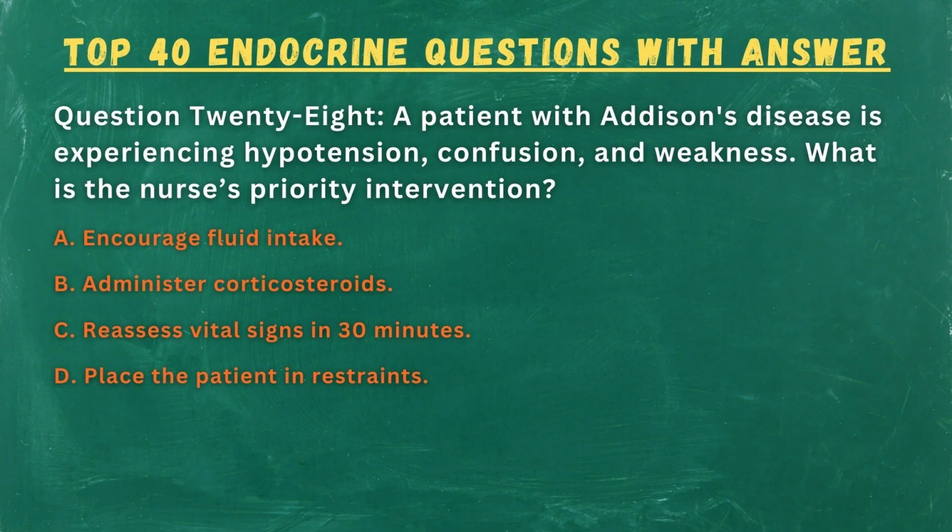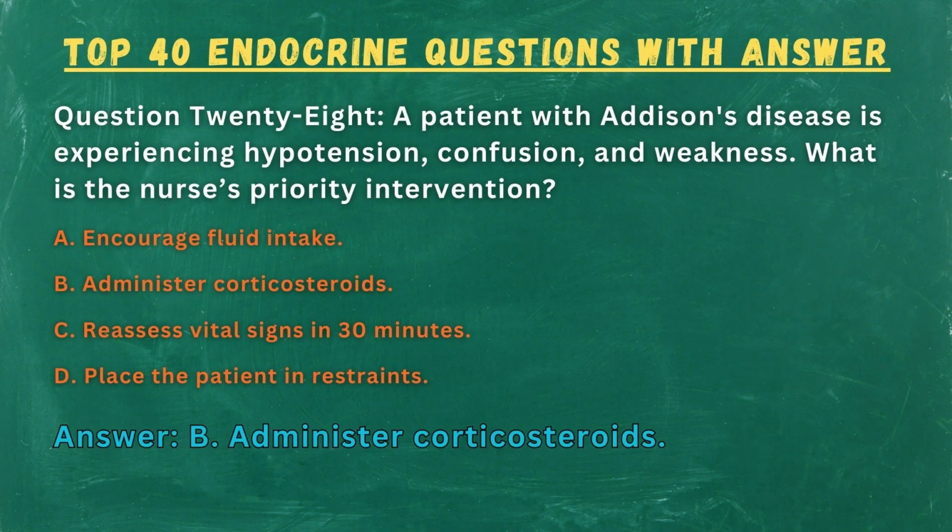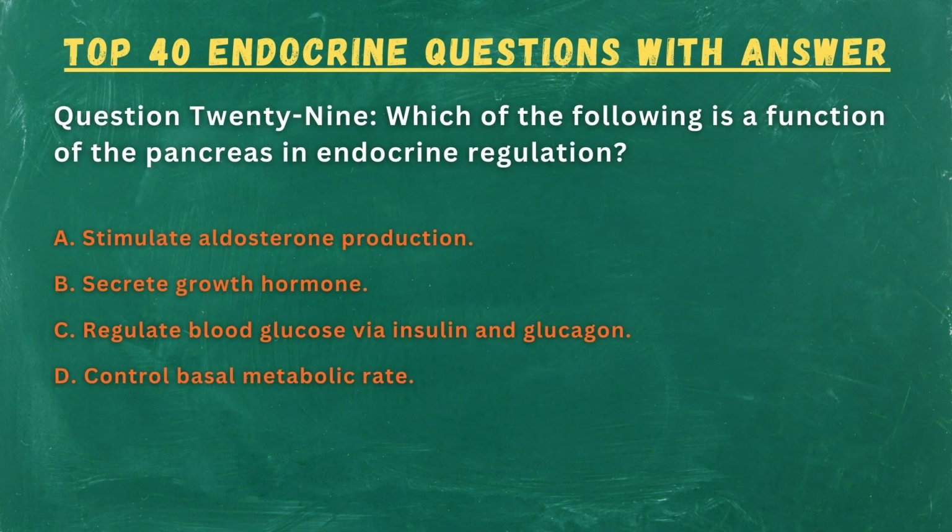Question 28. A patient with Addison's disease is experiencing hypotension, confusion, and weakness. What is the nurse's priority intervention? A. Encourage fluid intake. B. Administer corticosteroids. C. Reassess vital signs in 30 minutes. D. Place the patient in restraints. Answer: B. Administer corticosteroids.